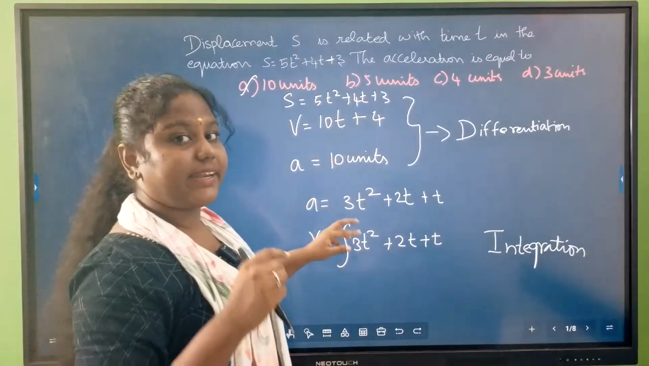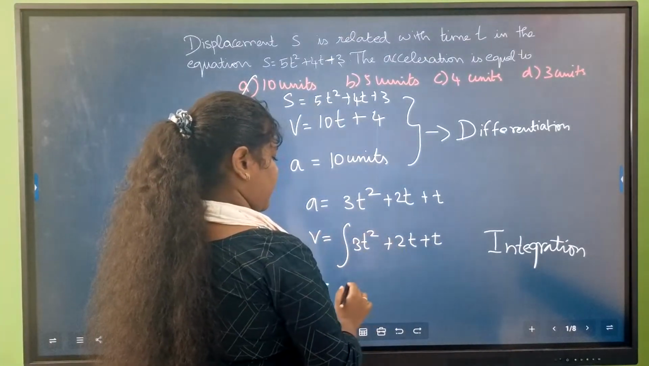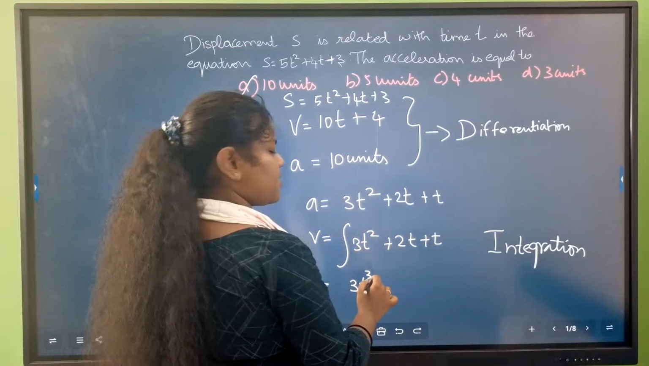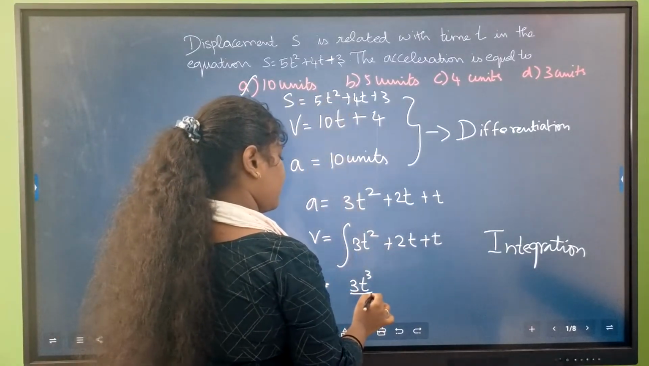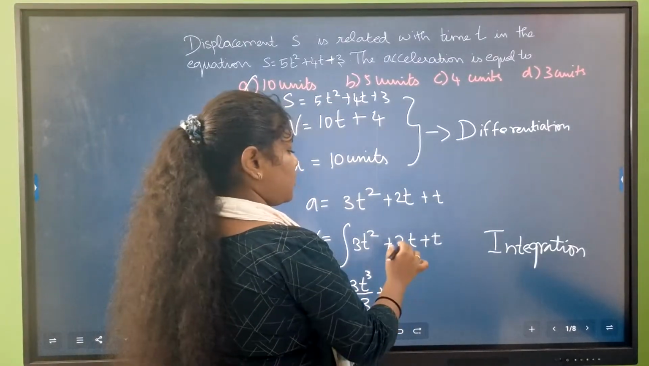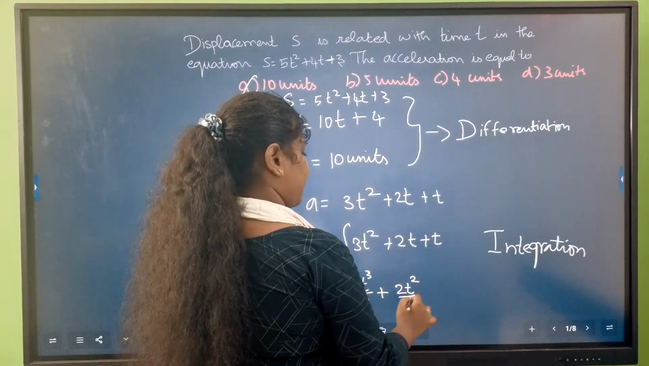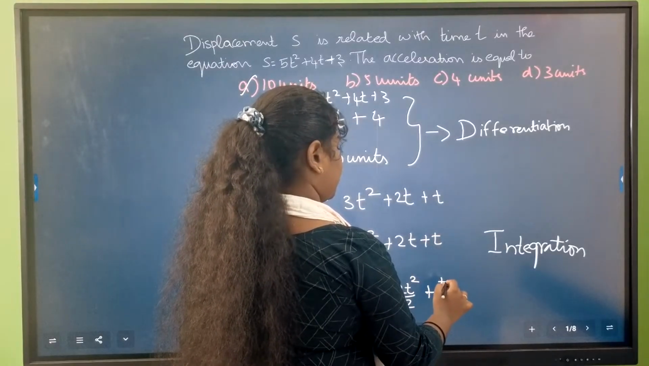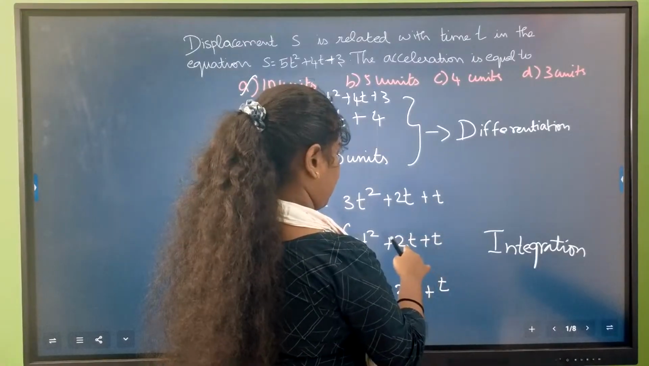So the power will increase. That is integration. Your 3t square will become 3t cube divided by 3, because you have to increase the power. In the previous case, we multiplied the power. In this case, we are going to divide by the power. Is it okay? Plus 2t, so it will be 2t square divided by 2. And here it is the constant 1.